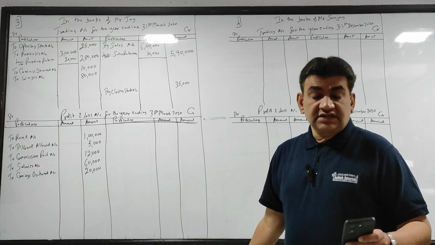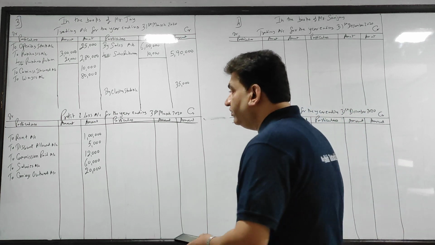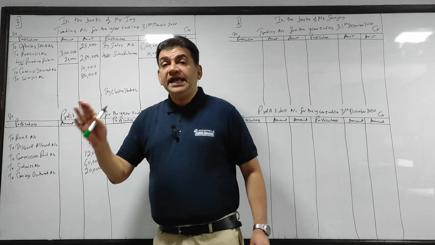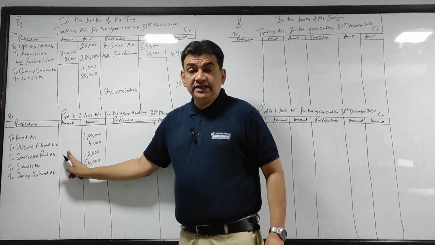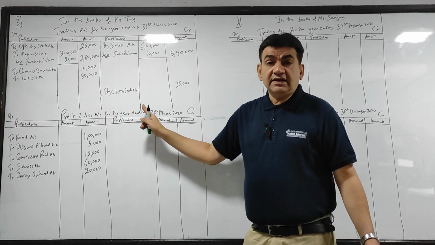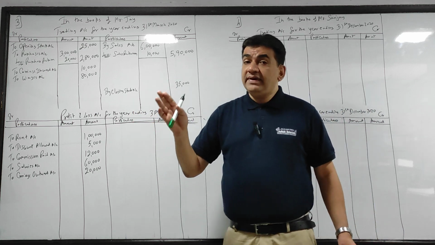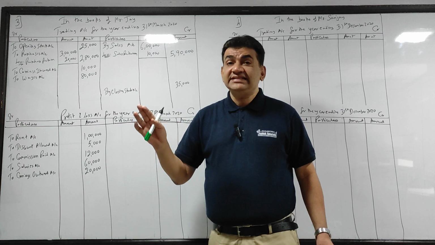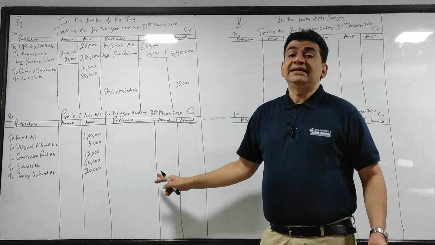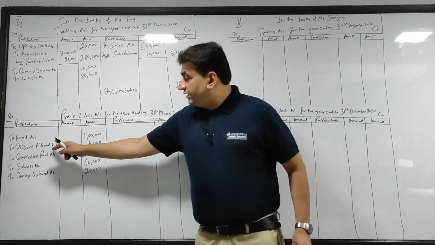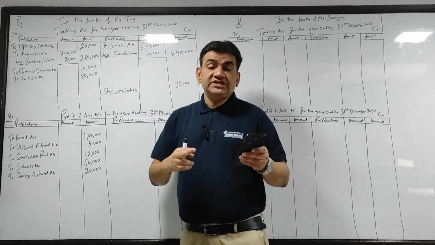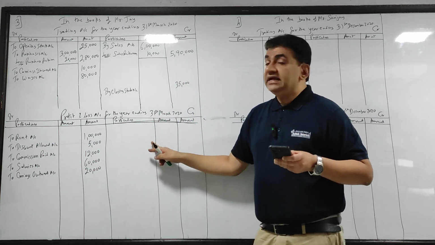Okay? Discount received. What I told you, see here. Discount allowed is an expense. Expenses will be debited to P&L. Incomes will be credited. Remember, P&L is a nominal account. Debit the losses and expenses, credit the gains and income. Expenses will be debited, incomes will be credited. Discount received. When I gave discount, it was an expense. I debited P&L. Now I am receiving discount, it's an income, so I will credit P&L.